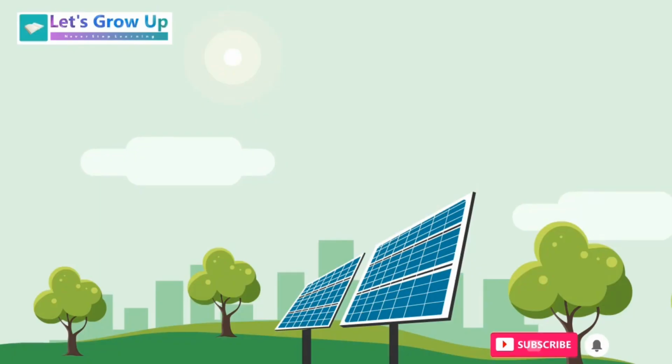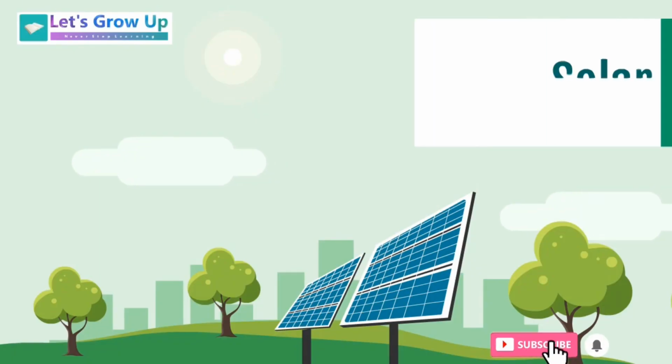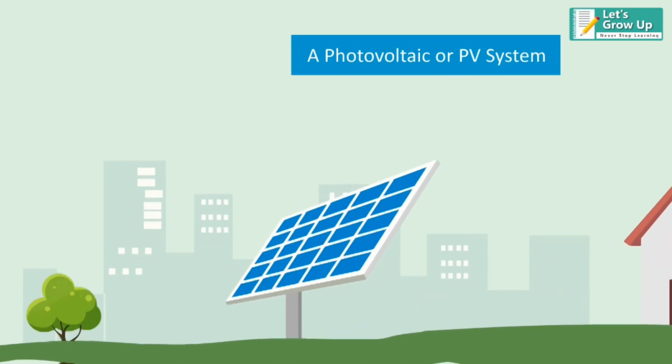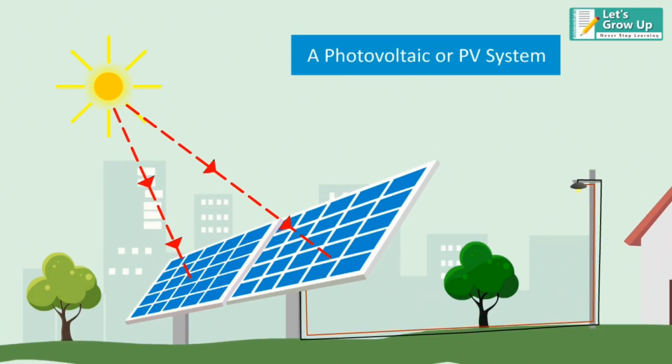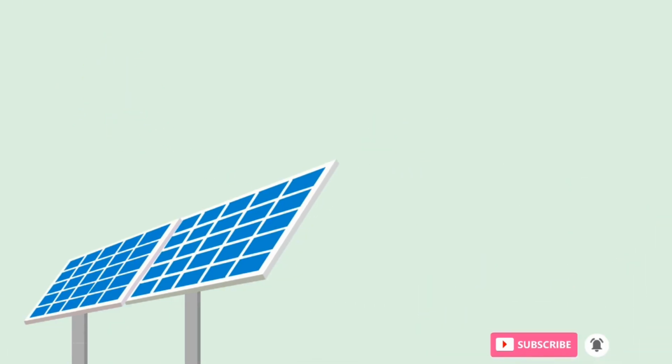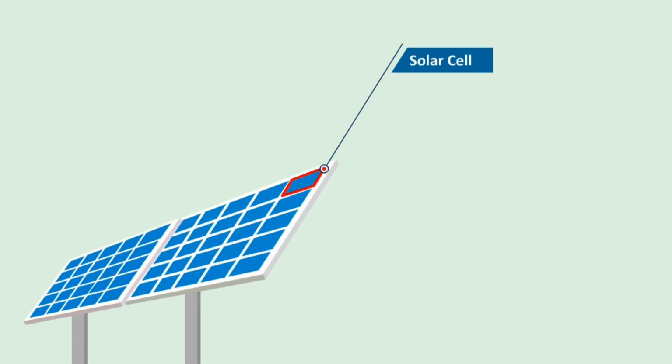The most commonly used renewable energy source is solar energy. But how is solar energy used to generate electricity? A photovoltaic or PV system is used to convert the solar or light energy into electrical energy. The basic component of the PV system is known as the solar cell.